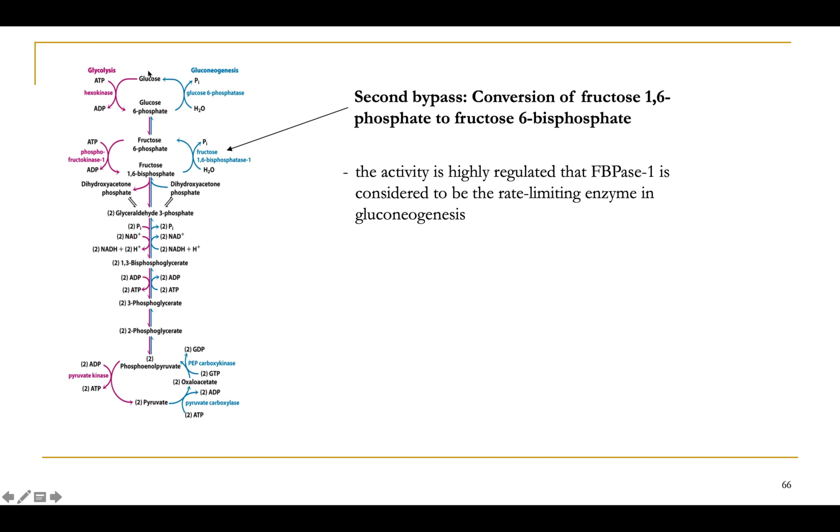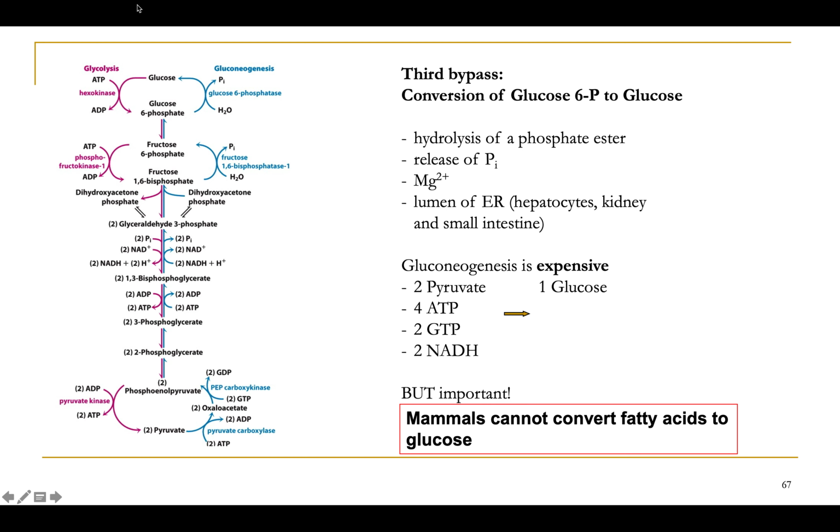Likewise, glucose 6-phosphate is a more energetic molecule than glucose, and because of that, the third bypass step is catalyzed by a different enzyme. In glycolysis, the forward reaction is catalyzed by hexokinase, and in gluconeogenesis, the backward reaction is catalyzed by glucose 6-phosphatase. And again, these are two reciprocally, differently regulated enzymes, which avoids futile cycles.